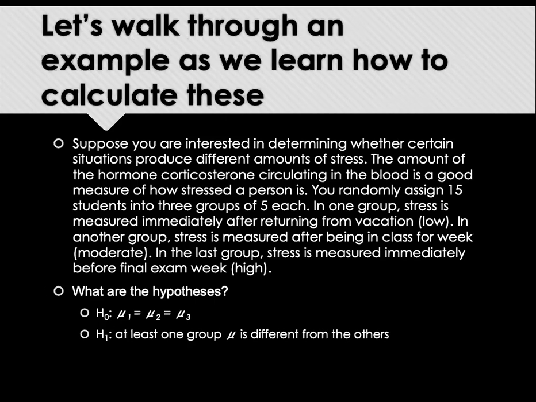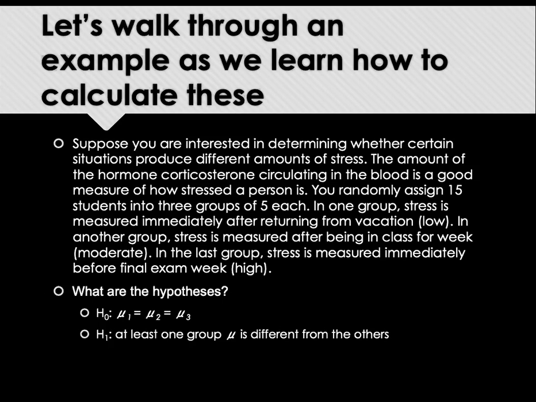Suppose you're interested in determining whether certain situations produce different amounts of stress. The amount of the hormone corticosterone circulating in the blood is a good measure of how stressed a person is. So you randomly assign 15 students into 3 groups of 5 each. In one group, stress is measured immediately after returning from vacation. So that would be called low stress. In another, you're going to measure stress after being in class for a week, moderate stress. In the last group, stress is measured immediately before final exam week, or maybe in this case, once classes went online. High stress.